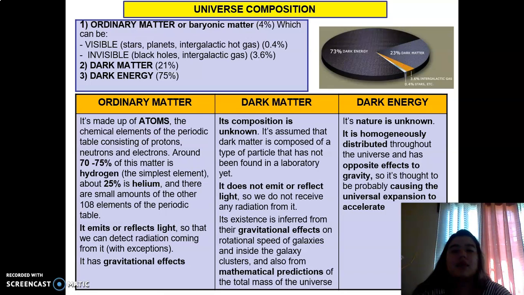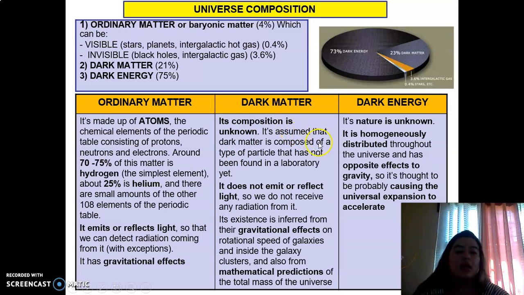Ordinary matter is made up of atoms, the chemical elements of the periodic table, which consist of protons, neutrons, and electrons. Around 70 to 75% of this matter is hydrogen, the simplest element. About 25% is helium, and there are small amounts of the other elements of the periodic table. It emits or reflects light so that we can detect radiation coming from it, with exceptions, and it has gravitational effects.